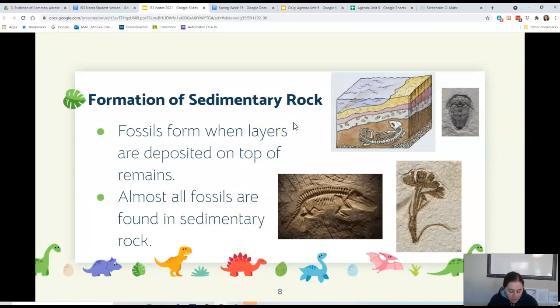I know. All right, formation of sedimentary rocks. Fossils form when layers are deposited on top of remains. Almost all fossils are found in sedimentary rock. That is because of how sedimentary rocks are formed. If it has to go through extreme heat or pressure, that will destroy whatever is in the rock. They get melted down, reformed, cooled, or they get so much pressure that it deforms, and you won't have preserved fossils that way. That's just the way it goes.